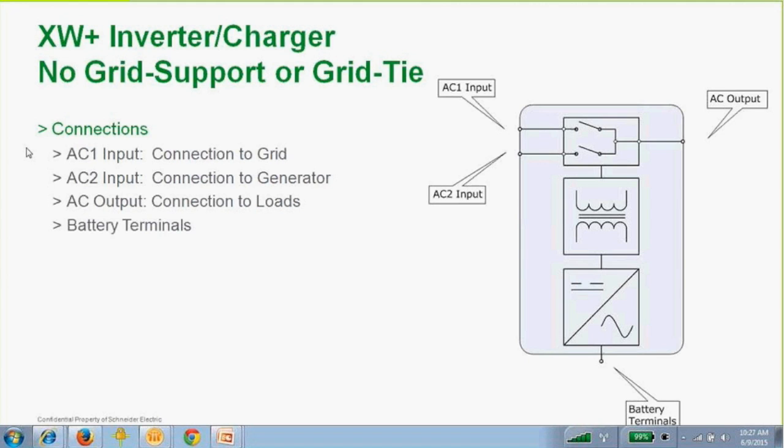One thing to note is that both of those inputs, AC2 and AC1, will not close at the same time, which would be a direct short, again, two voltage sources tied together. So you can change the programming to make either one of them a default. By default, right now, the AC1 input will be your priority. So in other words, if the grid was coming in on AC1 and for whatever reason you started the generator, no damage would be done, but that input relay would not close. It would just prioritize the grid. So that's your XW Plus inverter charger.